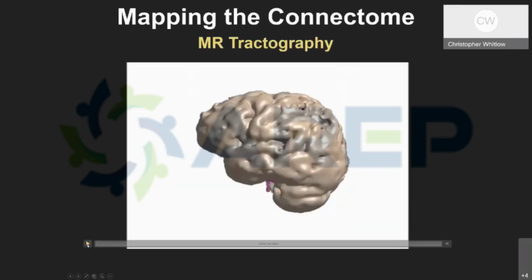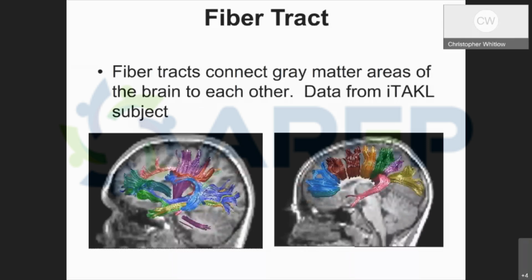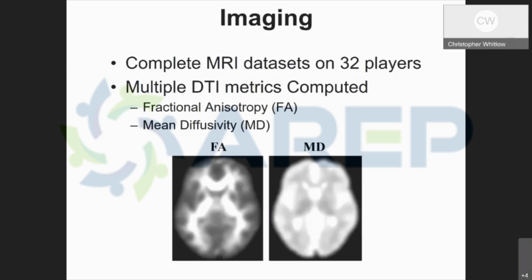I was going to show you all the white matter tracks in one of our football players, but we've been using fiber propagation tracking to extract the whole length of white matter structures and reconstruct them into three-dimensional images using diffusion metrics. So these are tracks we constructed from one of our football subjects in our iTackle study.